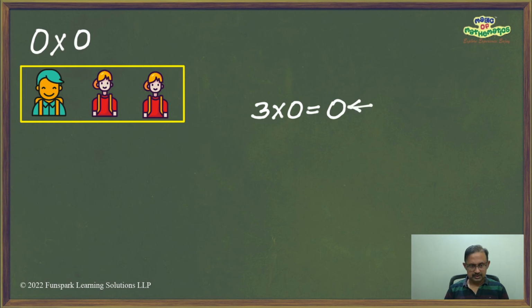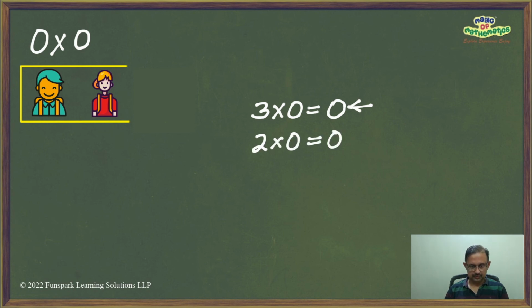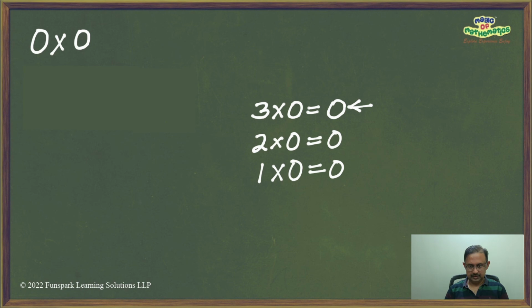We already saw this earlier when we examined what happens when the multiplicand is 0. Now, if there are only 2 children, I will end up using 2 times 0 apples, but that is also 0. With 1 child, I will end up using 1 times 0 apples, which is also 0. What if I don't meet any children? Extending this argument, I can say that I will need 0 times 0 apples. And since I don't use any apples, this also equals 0. So 0 times 0 equals 0.